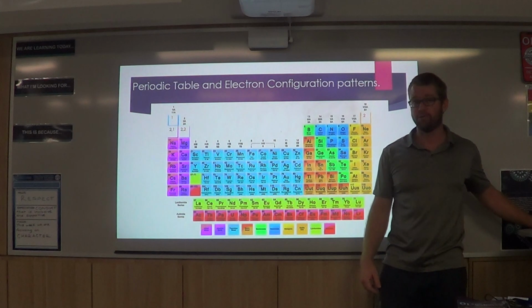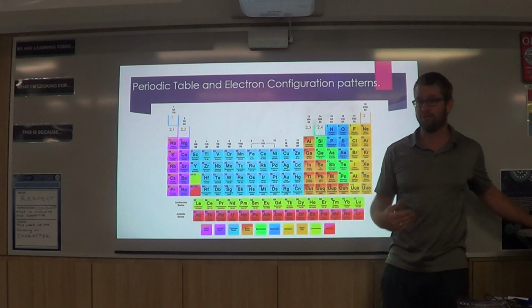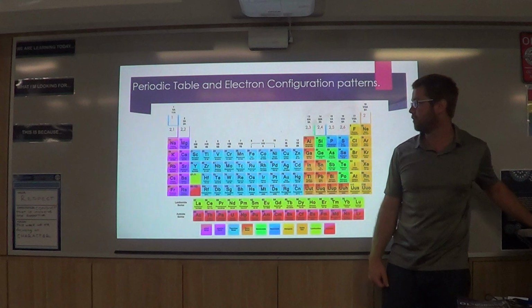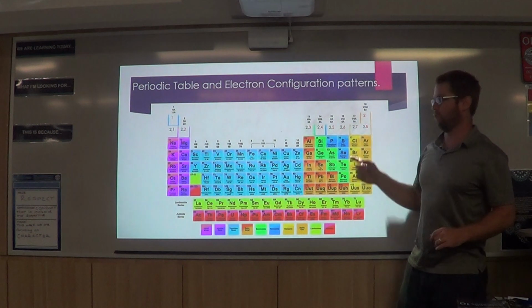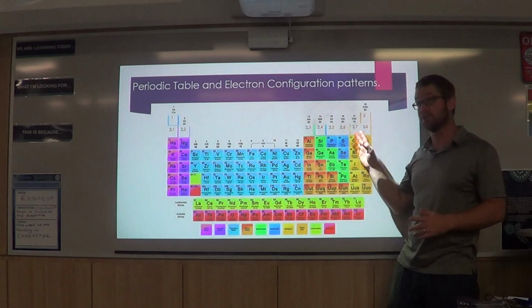Now we can flow across the second period pretty quickly. 2, 2 for beryllium. 2, 3, 2, 4, you get the picture, 2, 5, 2, 6, 2, 7, and 2, 8. That we've done period 2. That's the electron configurations for the period 2 elements.